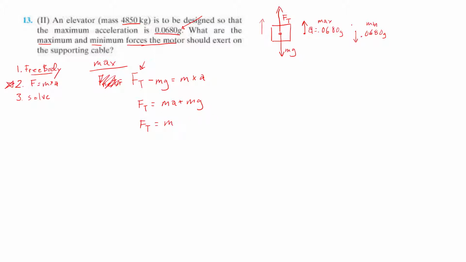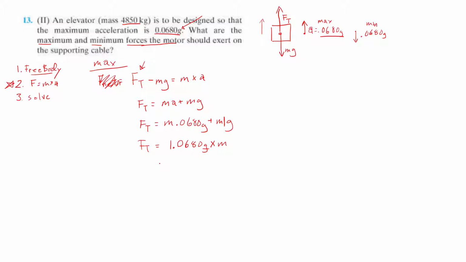And I'm still going to start plugging in. This a is 0.0680 g, right? Plus m of regular old g. So that adds together. That means that Ft is equal to m times 1.0680 g. Some of you might be a little goofed up by that math. You know, like 1x plus 2x is 3x. All I did was add them, right? This is 1g and 0.0680 g. So I just kind of added them together.